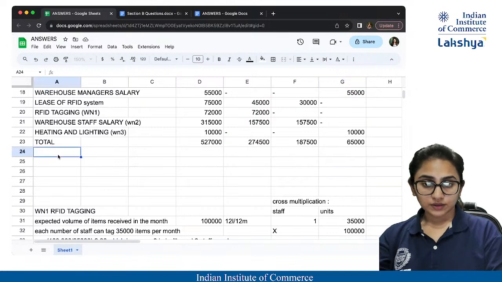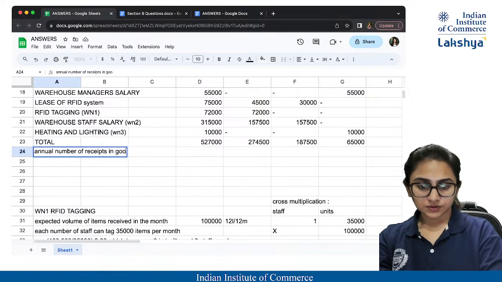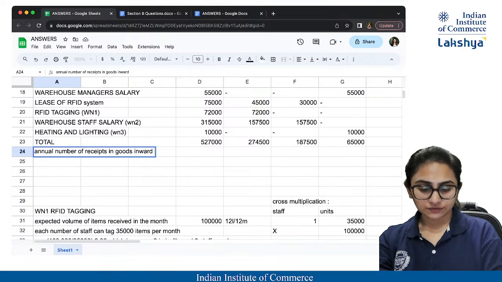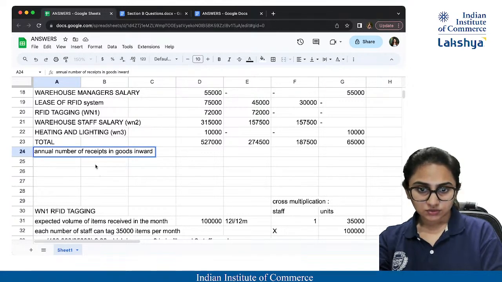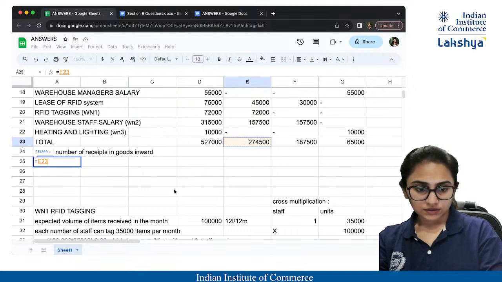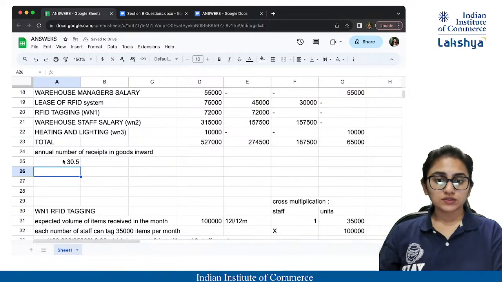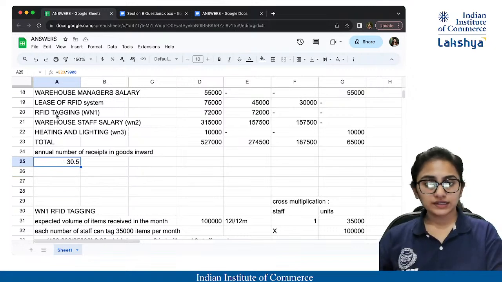So what we had to find out: annual number of receipts in goods inward. How much is goods inward? 274,500. So it is 274,500 divided by 9,000. That is 30.5. If you want to know how this 30.5 came, just click on that.